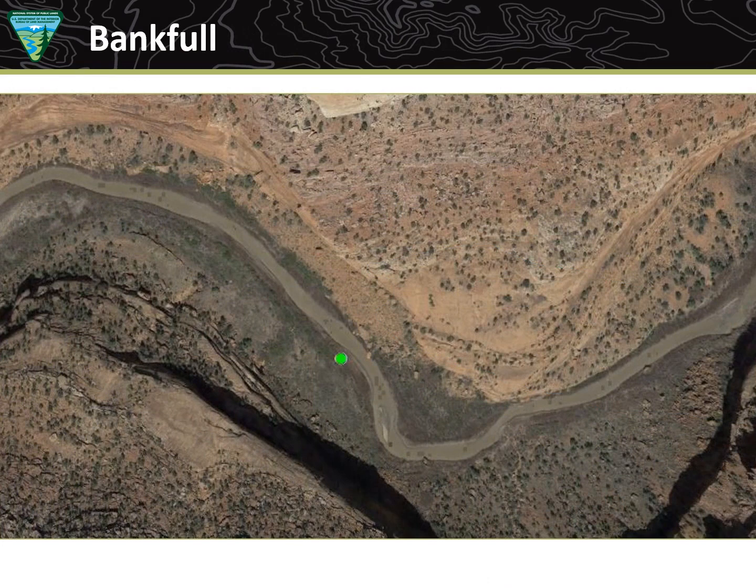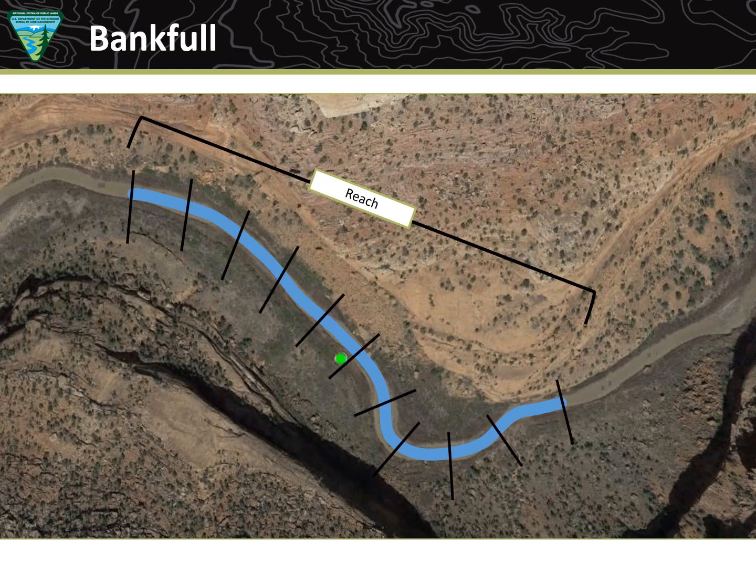Bankfull is the most important concept to identify correctly at sampling sites. Reach length and many other measurements are determined by bankfull height and width. Bankfull height and width is measured at all 11 main transects within the reach.